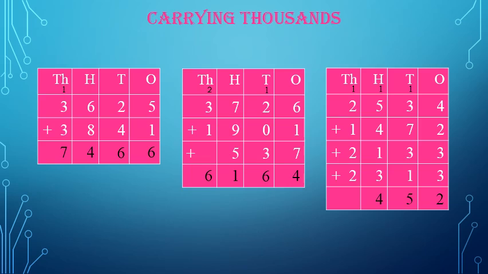Now 2 plus 1 is equal to 3, 3 plus 1, 4, 4 plus 2, 6 and 6 plus 2, 8. So what is your answer? 8452.